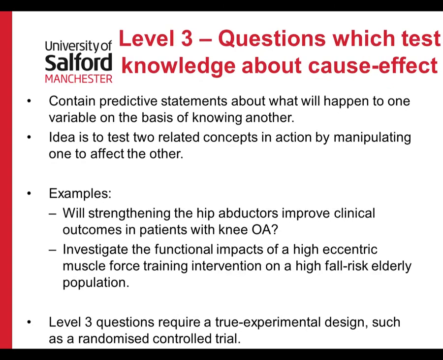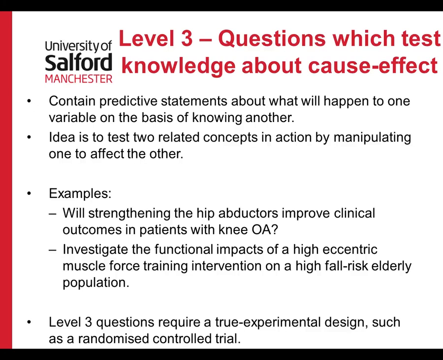So level 3 questions contain predictive statements about what will happen to one variable on the basis of knowing something about another. And they always involve some sort of manipulation by the experimenter. So the experimenter will manipulate one of the variables whilst measuring the effect on another variable.